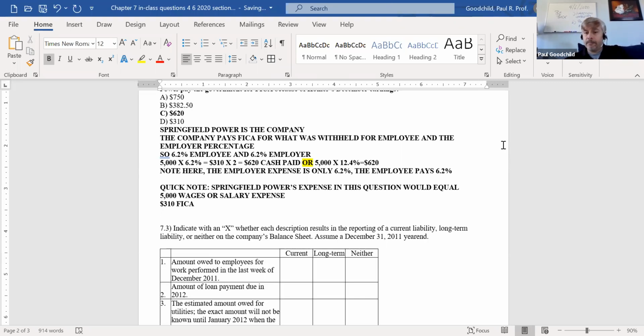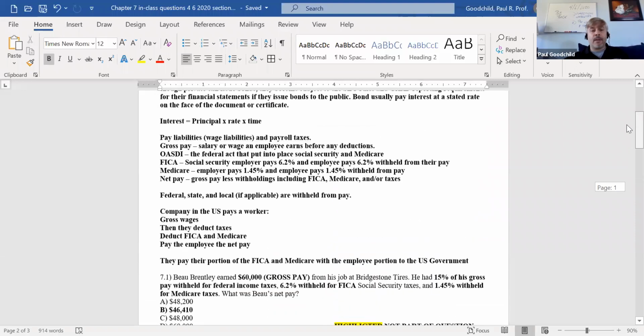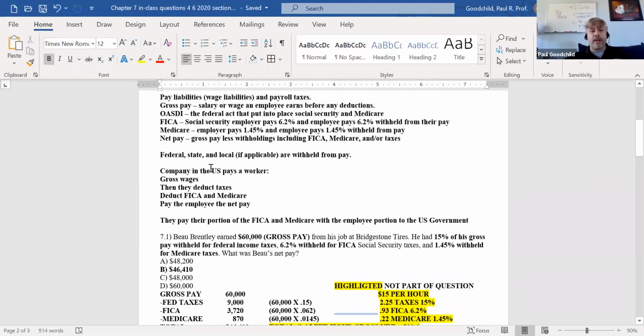Okay, so somebody's confused about the employer expense being 6.2% and the employee pays 6.2%. So the federal government requires with FICA that the employee pay part of it and the employer pay part of it. So going back up to take a look at it, as an employee, the company pays the worker gross wages, and then they deduct taxes at whatever percentage, and then they deduct FICA and Medicare. So that 6.2% is the FICA. So 6.2% right now, and Medicare 1.45%. And then they pay the employee the net pay.